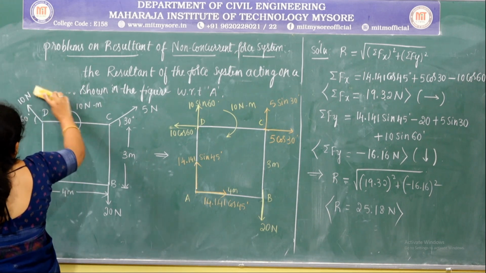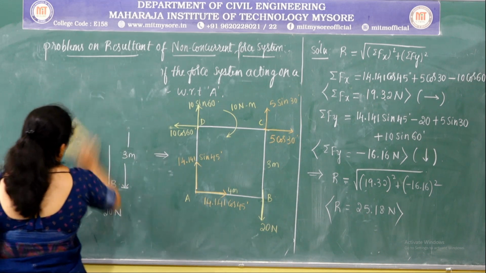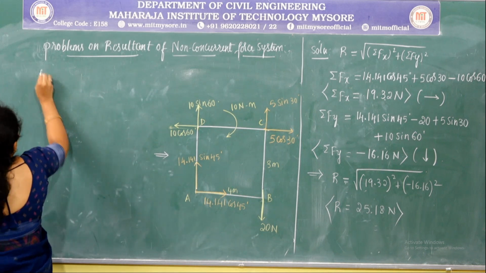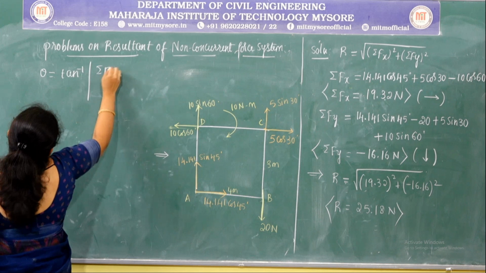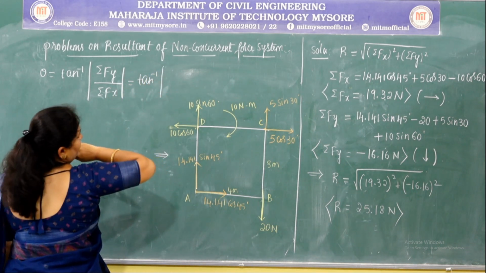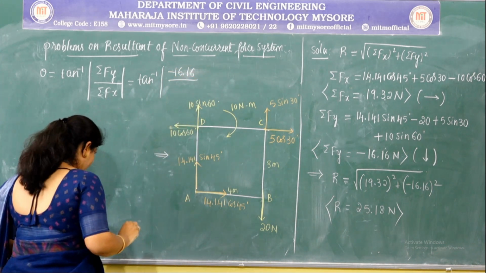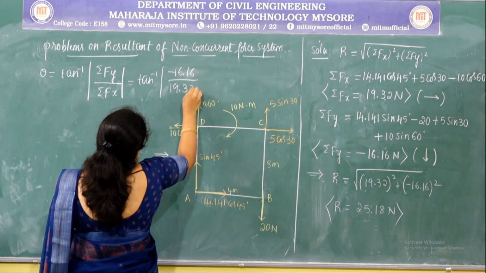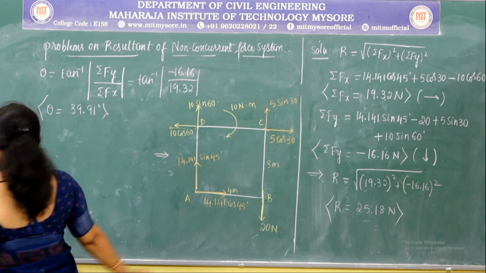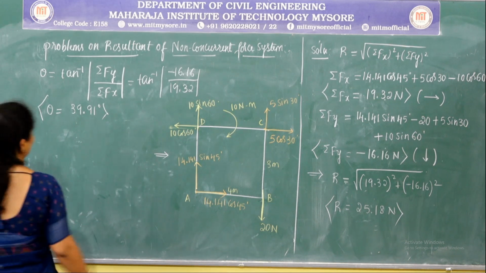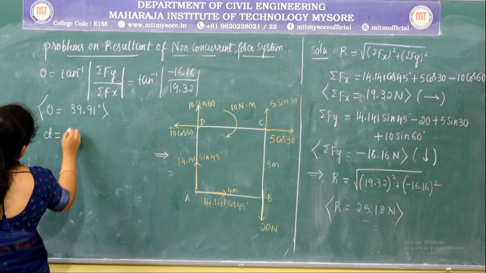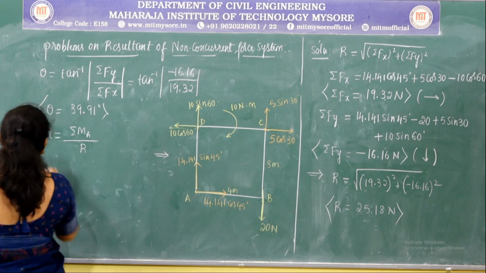Theta is equal to tan inverse of mod of summation of Fy divided by summation of Fx, which is equal to tan inverse of Fy, minus 16.16, divided by Fx, 19.32. So theta is equal to 39.91 degree. We need to find the position of the resultant with respect to point A, that is why consider the moment about A. Before finding moment about A, we know that D is equal to summation of moment about A divided by R.